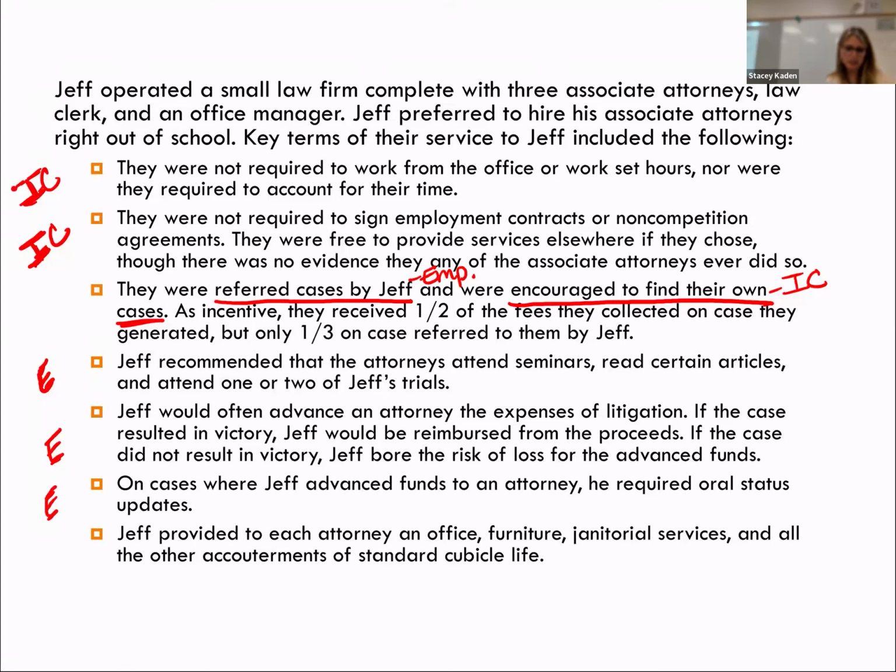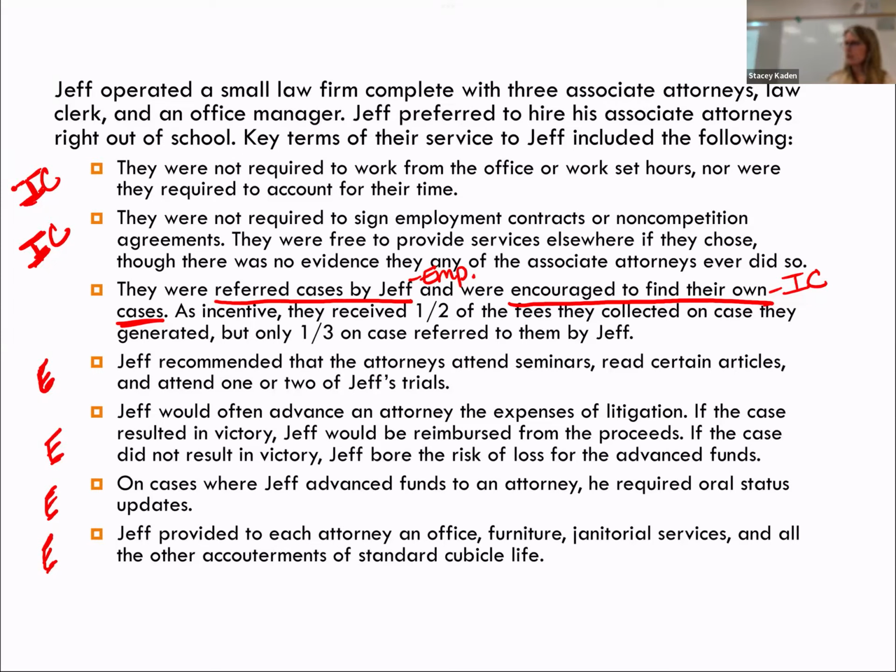Jeff provided to each attorney an office, furniture, janitorial services, and all the other benefits that come with having a cubicle. Employee. Okay, I will tell you that this is not to sway your decision, but this is not a like, let's make a list of both and whichever one has the most, that's what's going to win. So we can't do that.